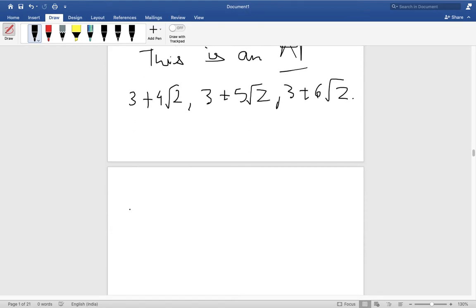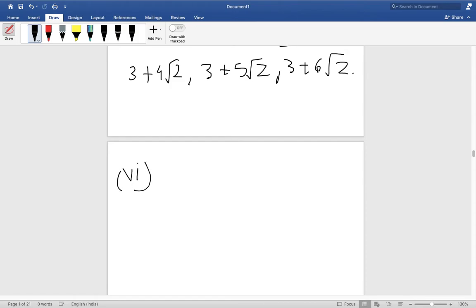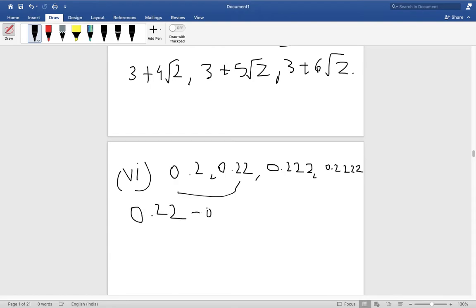Now let's have a look at part 6. These questions are not tough at all. They don't even require any skills. No thinking required. Just plain vanilla questions. Nothing surprising here. Difference of this term and this term, 0.22 minus 0.2. Don't use the calculator, it's not required. 0.02.